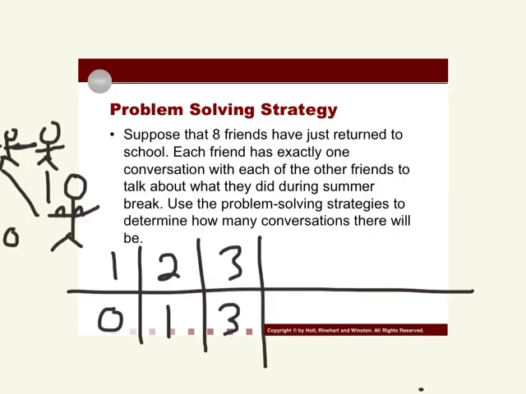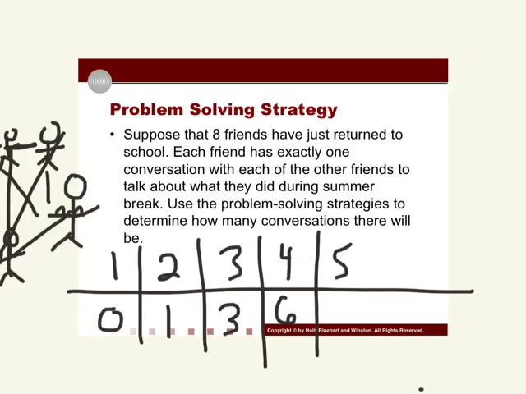Now if we add in a fourth person, now notice there was 3 conversations. So here's conversation 4, 5, 6. So if there's 4 people, 6 conversations. Now some of you are already realizing, man, this is getting messy. Look at this. He's got lines drawn everywhere. I don't even know what's going on.